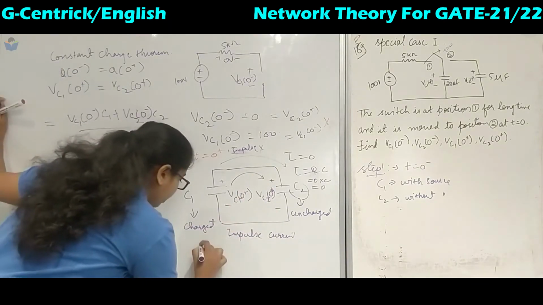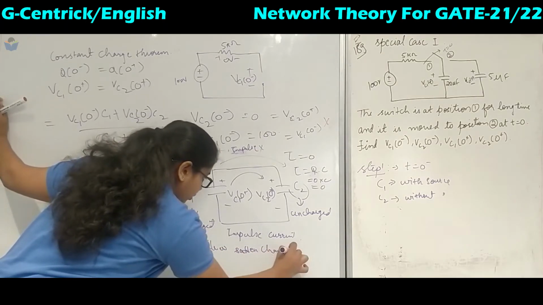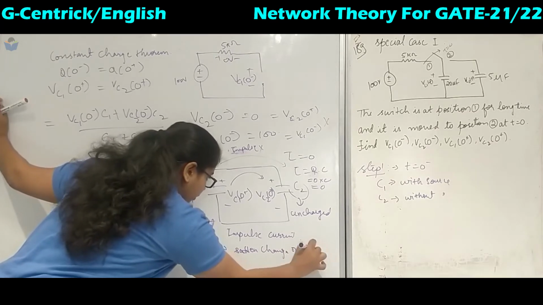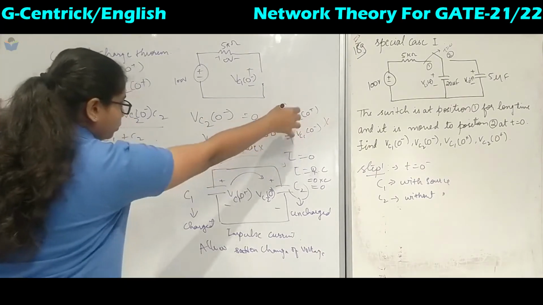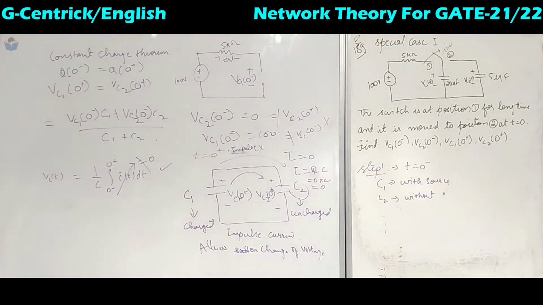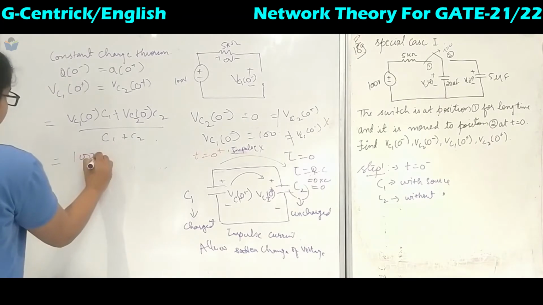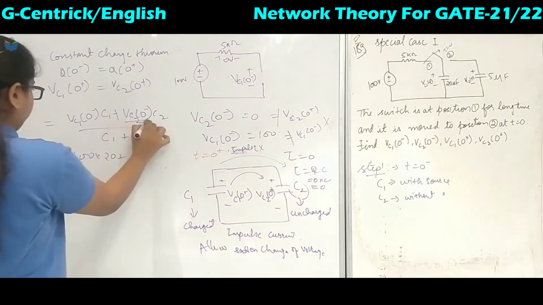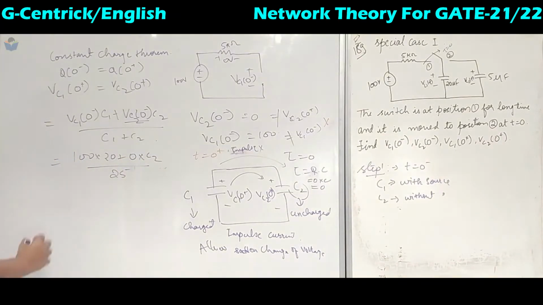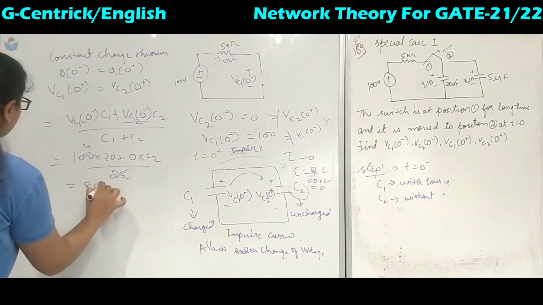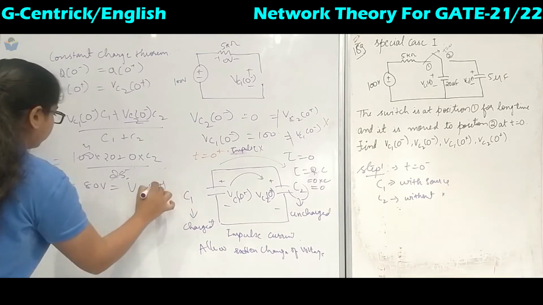Also, it will allow a sudden change of voltage. So this is the sudden change of voltage, and Vc2 of 0 minus will not be equal to Vc1 of 0 plus. Coming to this formula, Vc1 of 0 minus is 100 and the C1 value is 20. Initially Vc2 is relaxed, so 0 into C2, divided by 20 plus 5, gives 80 volts. This is our Vc1 of 0 plus, which is also equal to Vc2 of 0 plus.